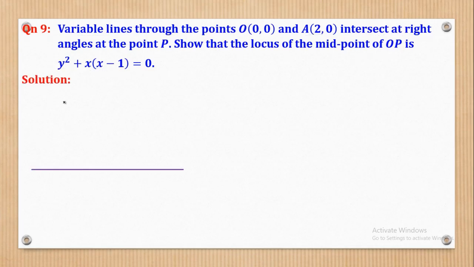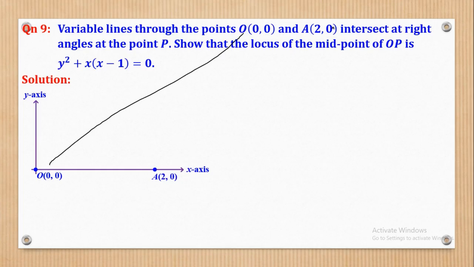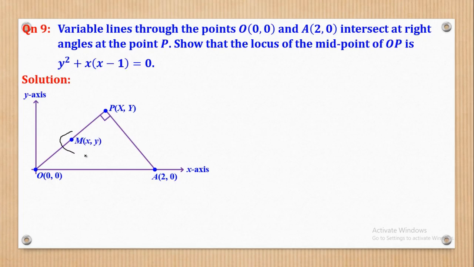So we shall first make a sketch to illustrate the given information. So we have the x-axis and y-axis, they have to be labeled. Then this origin is here, and this point (2, 0) is there. We shall put our variable point here, (X, Y), now using capital letters because the given equation was in lowercase. So OP is that and PA is that. And this is perpendicular, because they say they intersect at right angles. Now they want the midpoint of OP, which is here, and this is the locus they want.